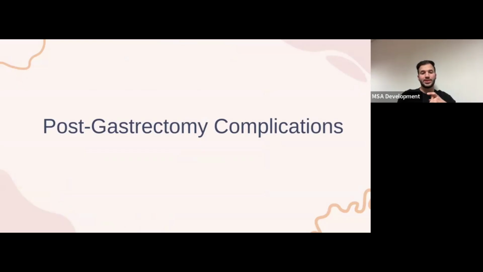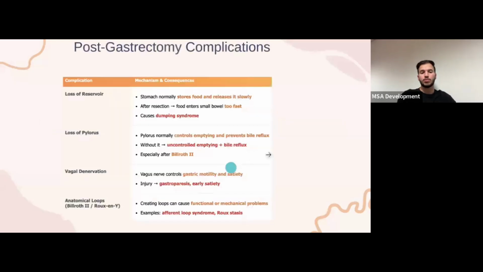Okay, post-gastrectomy complications. After the gastrectomy, we may have multiple complications. Why may we have these complications? Number one, loss of reservoir. Normally, the stomach stores the food and releases it slowly. After resection, the food may enter the small bowel very fast, causing dumping syndrome. We also have loss of the pylorus, which usually controls the emptying and prevents bile reflux. So without it, we have uncontrolled emptying and bile reflux, especially after Billroth 2.